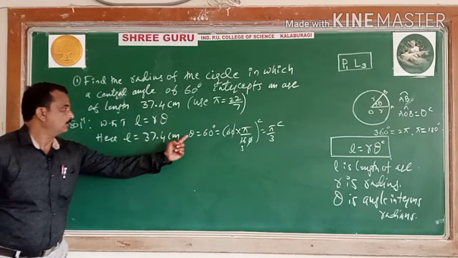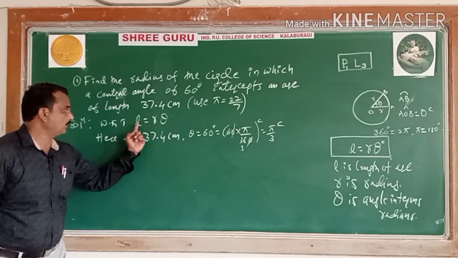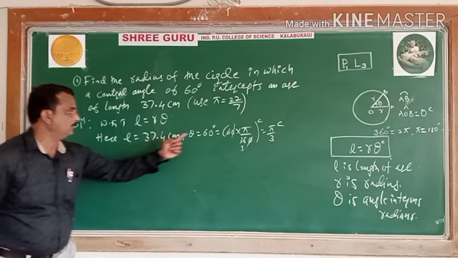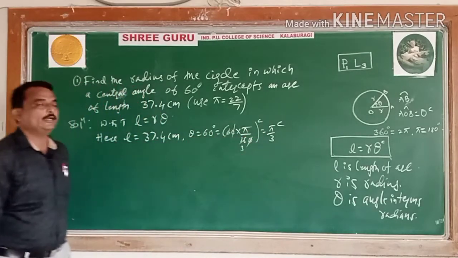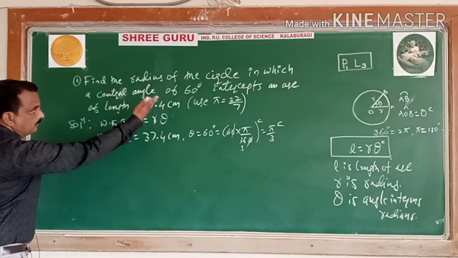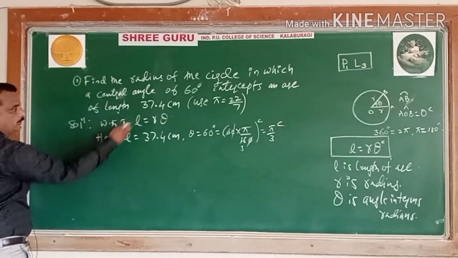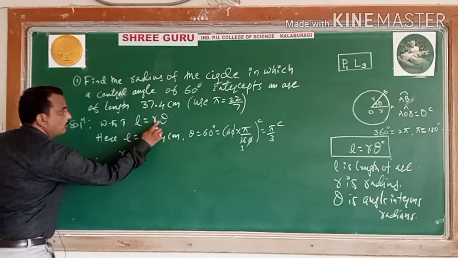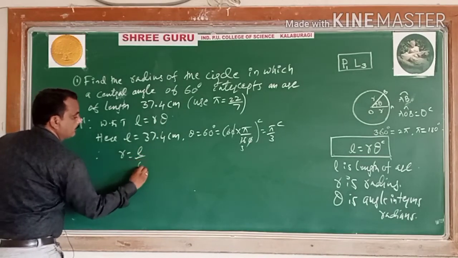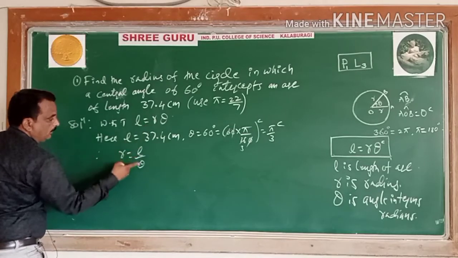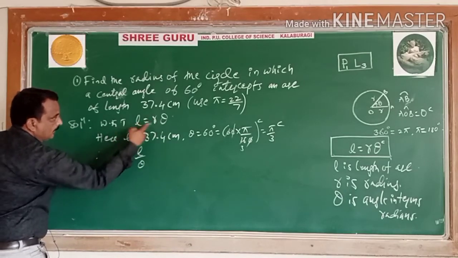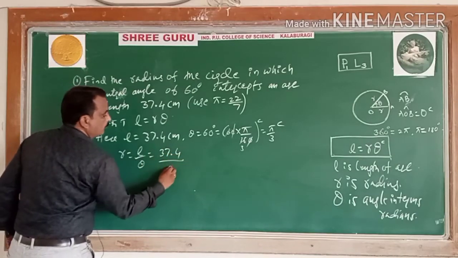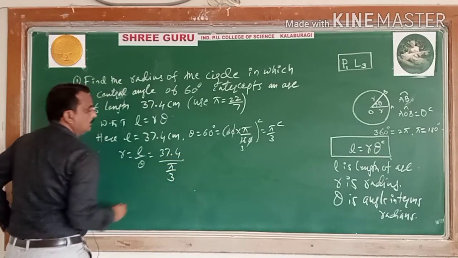What is given in this problem? L, the length of an arc, is 37.4 centimeter. Theta is pi by 3 radian, because the central angle is 60 degree. Substitute in this formula. So what do you need? Radius R is equal to L by theta. By using this formula, R can be written as L by theta. Substitute here. L is 37.4. Theta is pi by 3. Simplify this one.